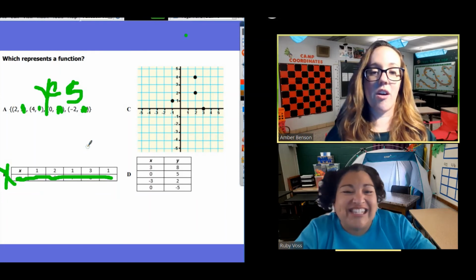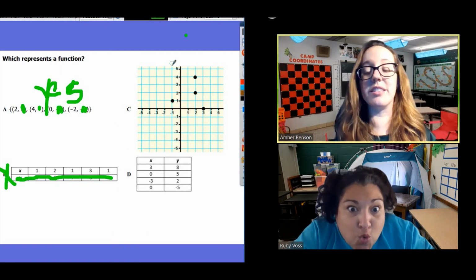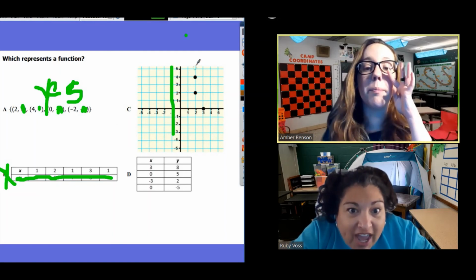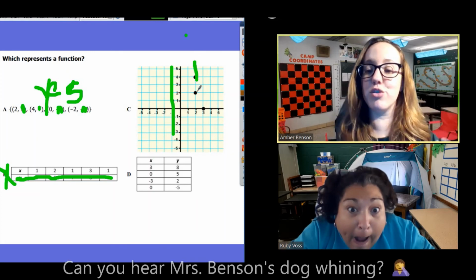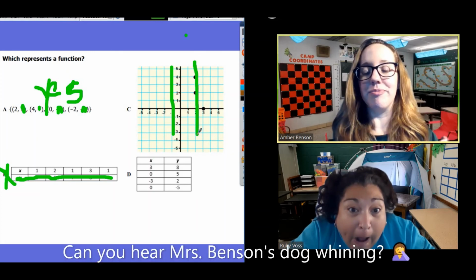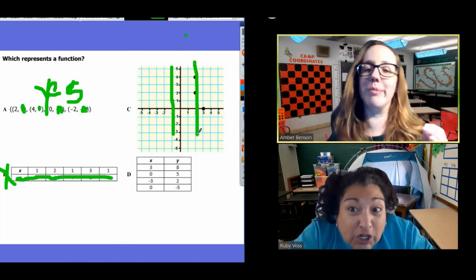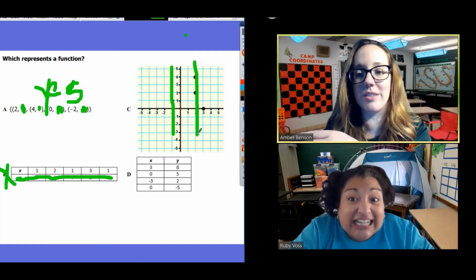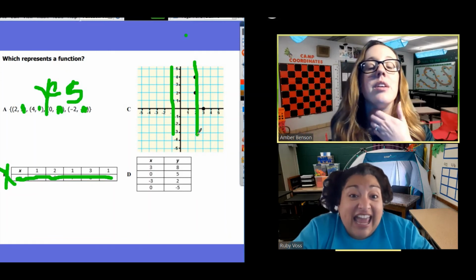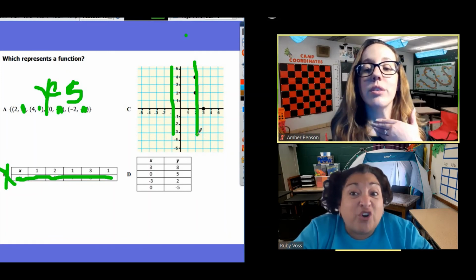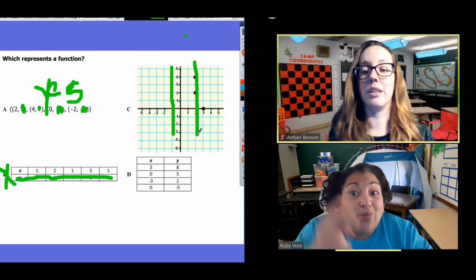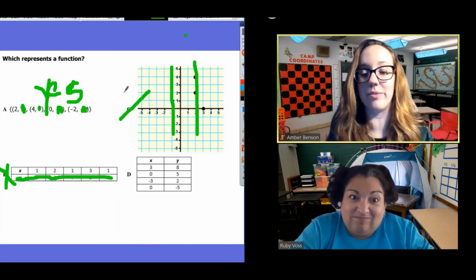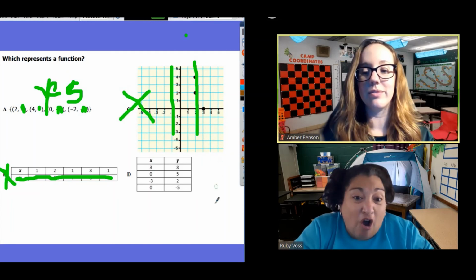Okay, let's go to C. C is a graph, so we can use a vertical line test. But you will have to draw the line. Probably to be safe, you should draw it everywhere that there are points. And guess what? One of my vertical lines went through 2 points. So that means it's not a function. Not at all.